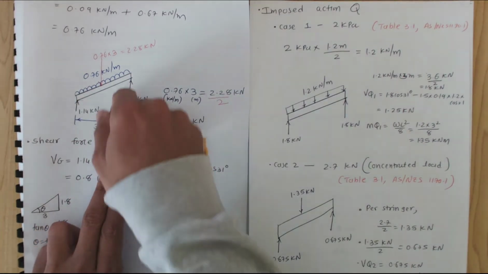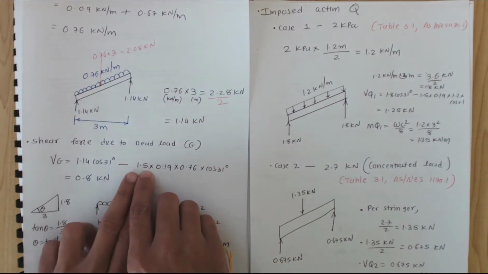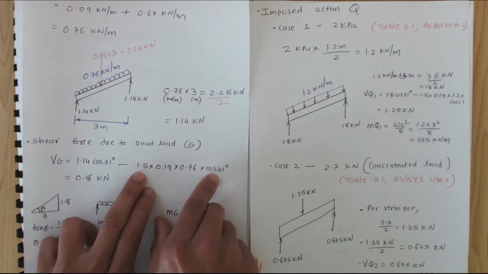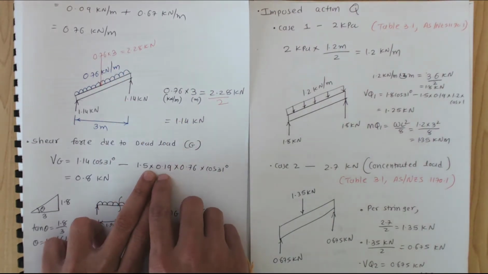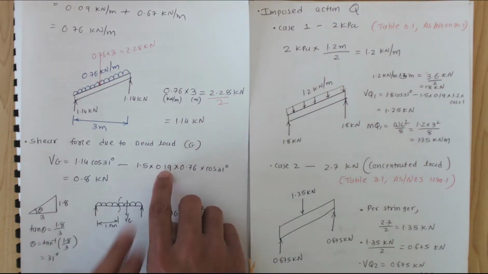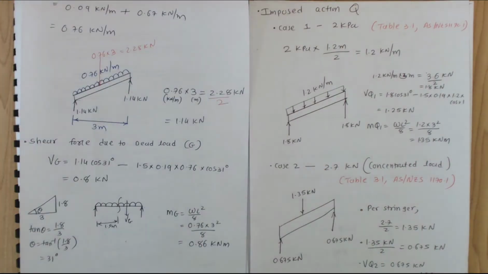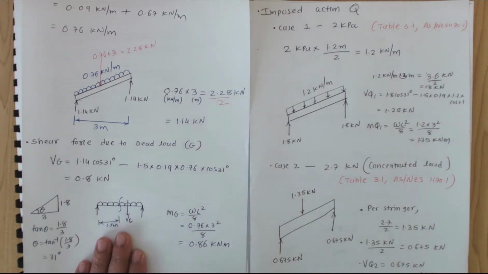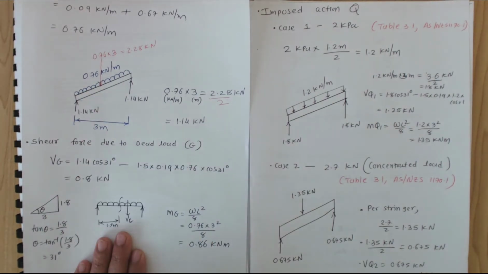Let's say we want to calculate the shear force at the midpoint. So 1.5, that is the half distance, times cos 31, times that weight 0.76, times that 0.19. The 0.19 is coming from here because we want to calculate the shear force perpendicular to that cross section. Therefore it gives me 0.8 kilonewtons. That is the shear force due to the dead load, 0.76 kilonewtons per meter.